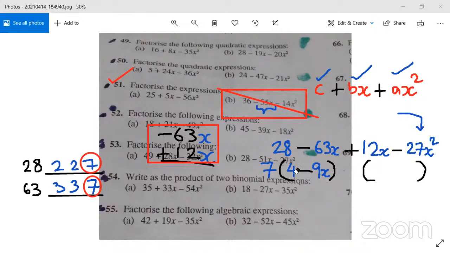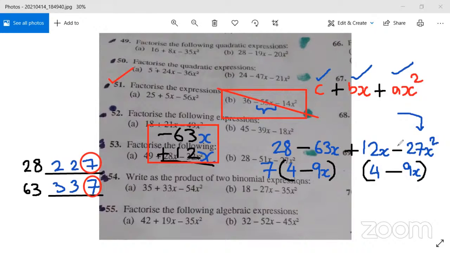Wait, I need to just fix that. Let me use a better line. Yeah, let's use that line. And what you get in the left bracket, you get in the right. So this is going to be 4 minus 9x all over again, right? So both brackets must be the same. Once we can break down the middle term into two, the left and the right brackets will have the exact same value. All right, plus 12x divided by 4, that's going to be a positive 3x.